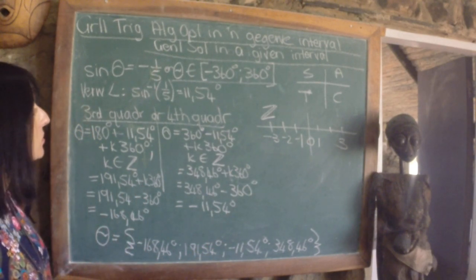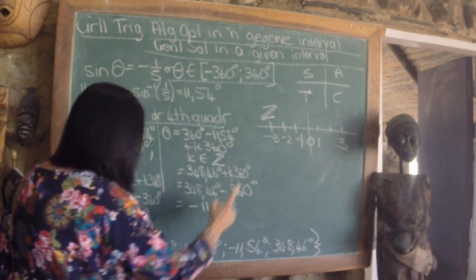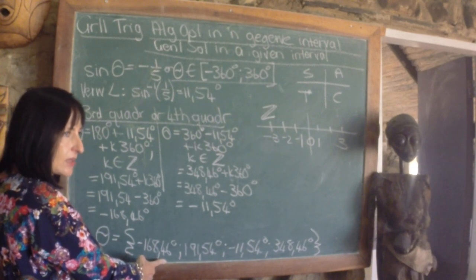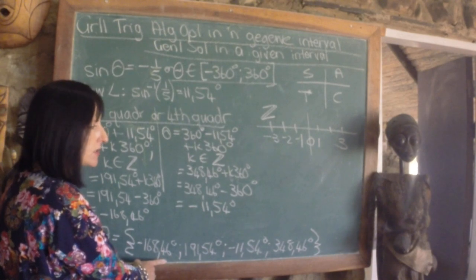So all the solutions that are going to fit between minus 360 and 360 I've written in set notation here underneath. So I've done a specific solution.